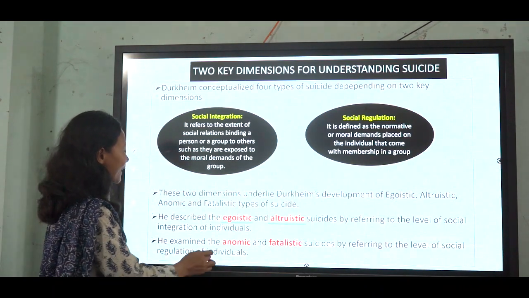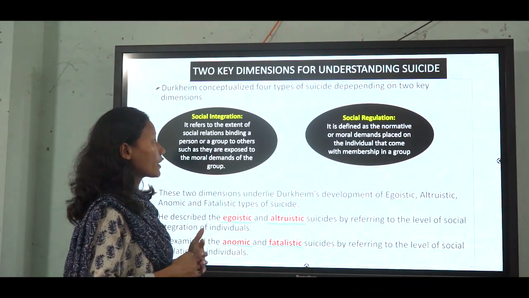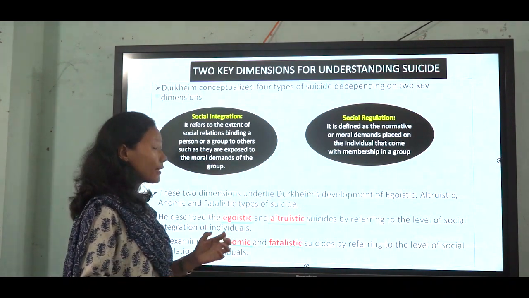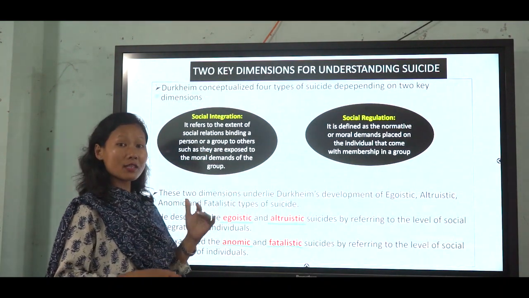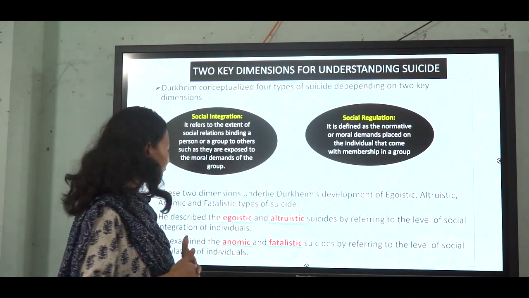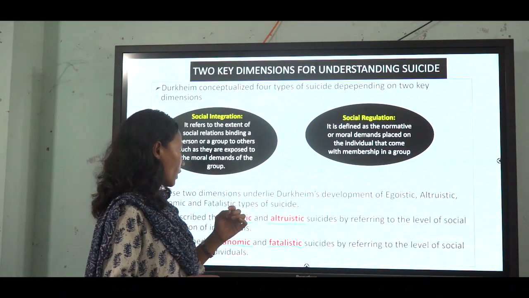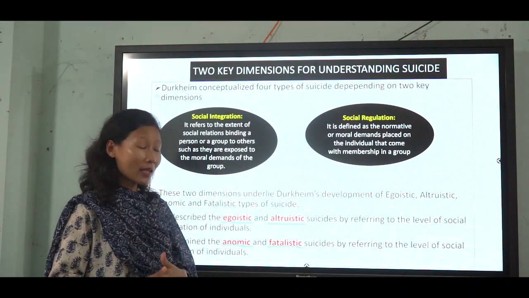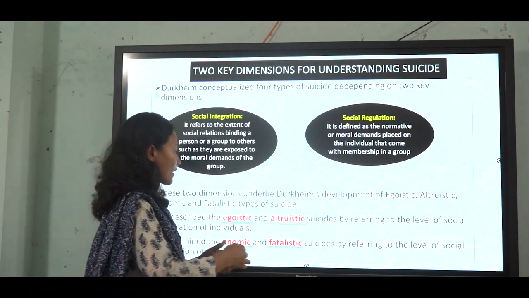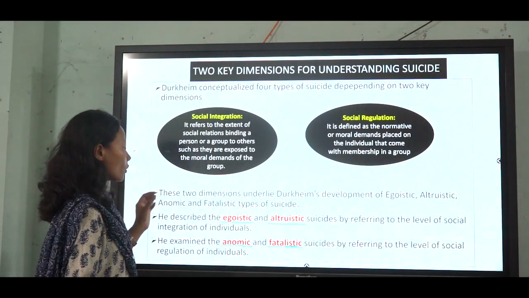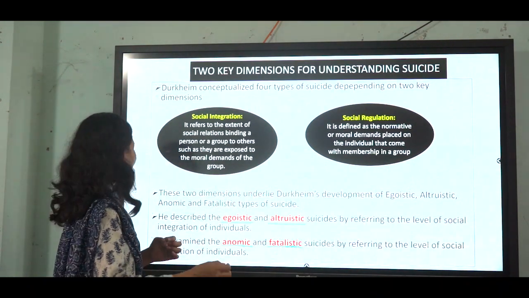Again, anomic and fatalistic suicide may take place because of social regulation. When the rules and regulations of society are lacking or very few, or there is a breakdown of rules and regulations in society, anomic suicide may take place. While if the rules and regulations of society are too high, or there is over-regulation, fatalistic suicide may take place. Now we will discuss all these types of suicide in further detail in the next slide.